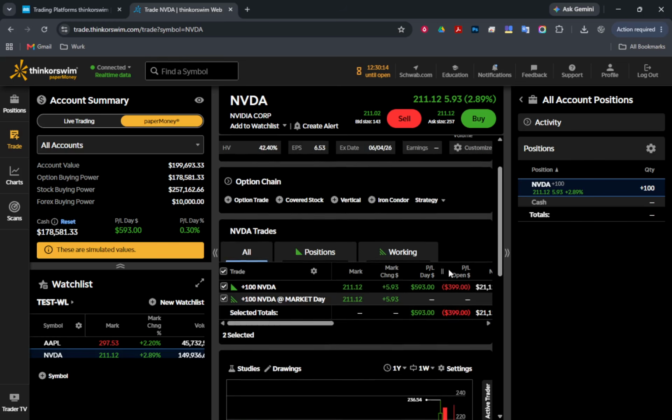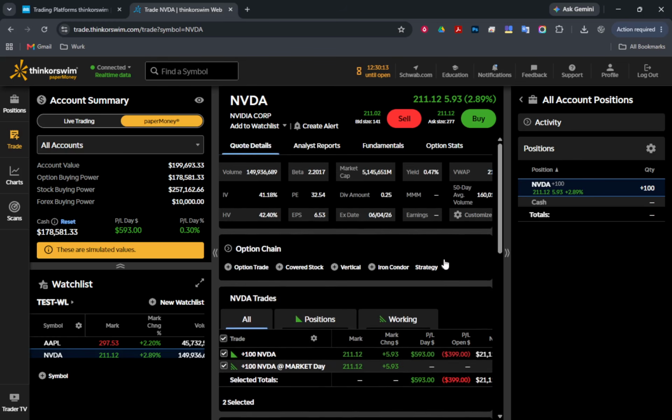With all these steps completed, you're now equipped to start practicing and honing your trading skills. Remember, the more you practice, the more confident you'll become in your trading activities. Take your time, explore the features, and enjoy the process.